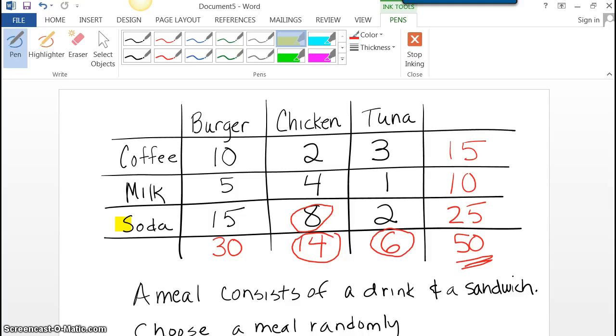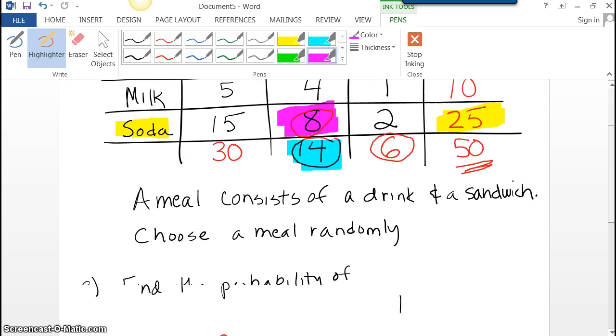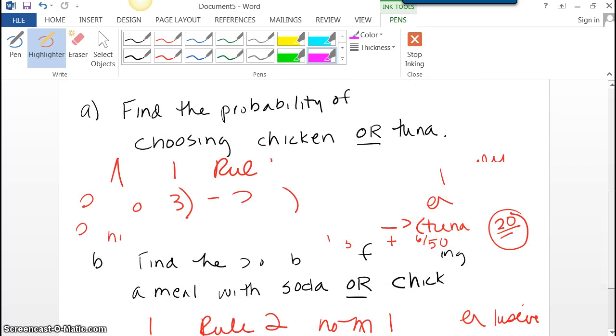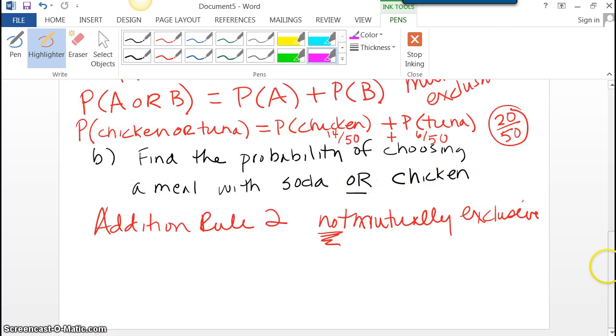So when we look at the soda, and there's a total of 25 here, and then when we look at the chicken, and there's a total of 14 here, we have to make sure that this 8 doesn't get double counted in both places. And so what we're going to do is use addition rule 2 and take care of that. So I'll write this down here a little lower. Addition rule 2 looks like this.